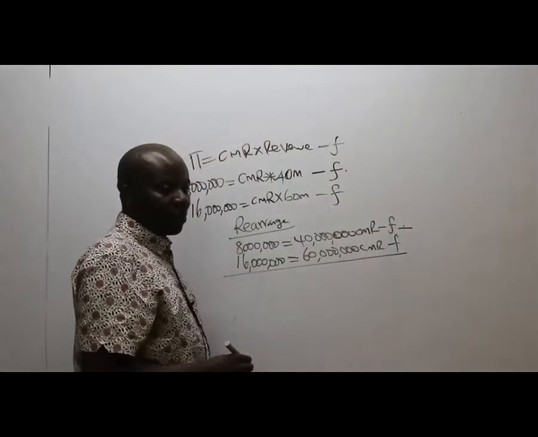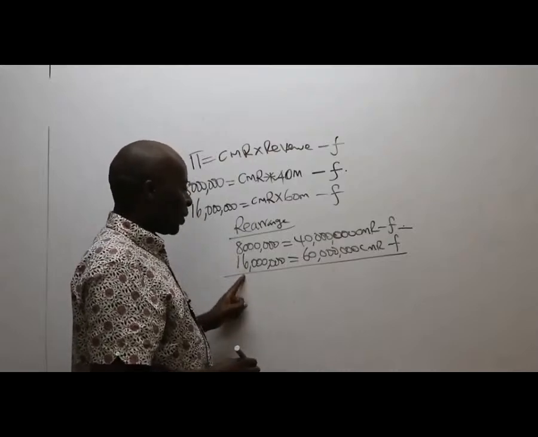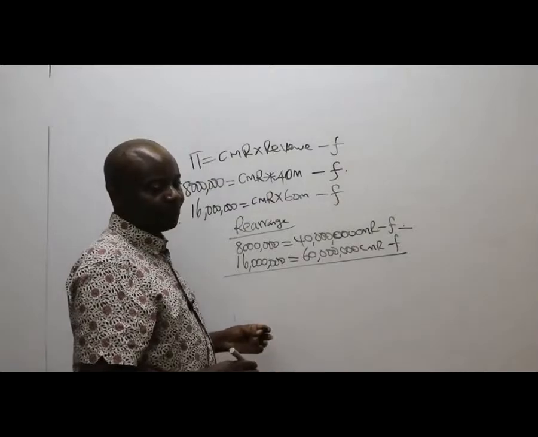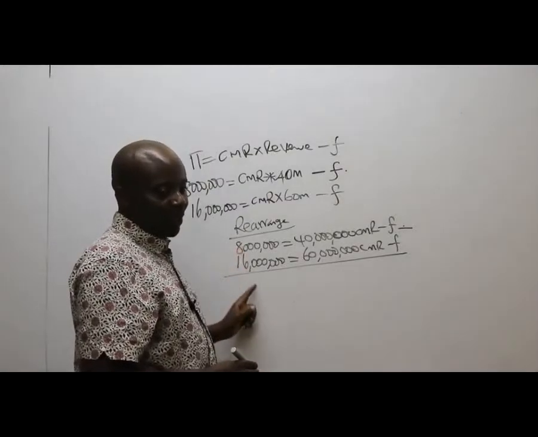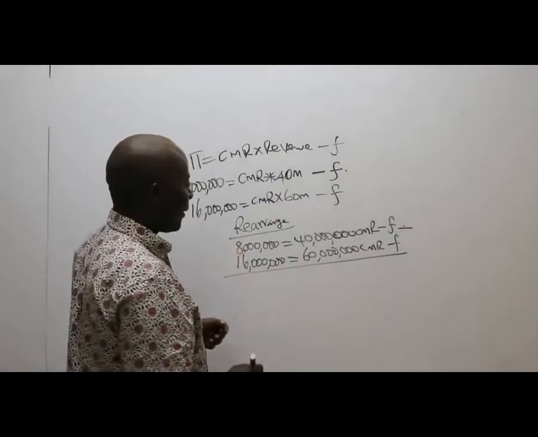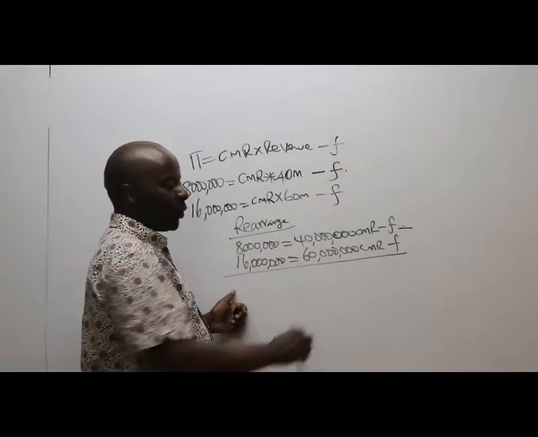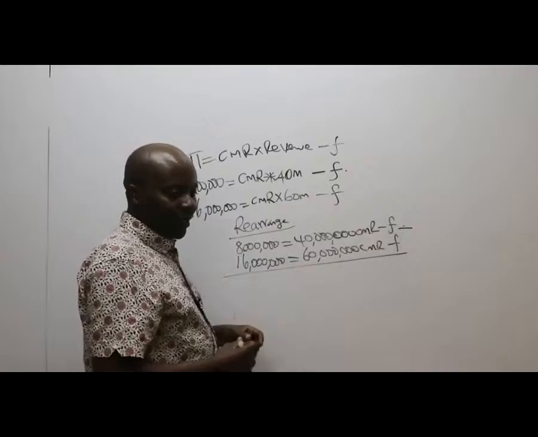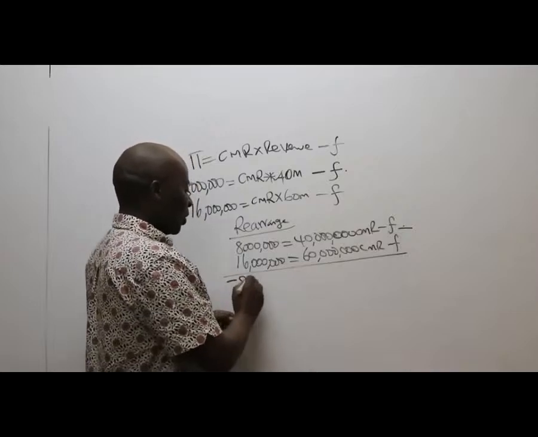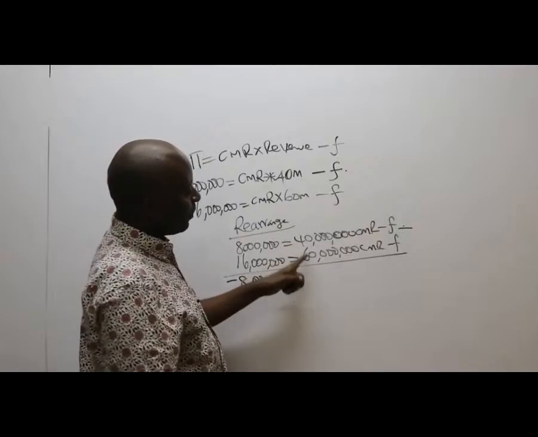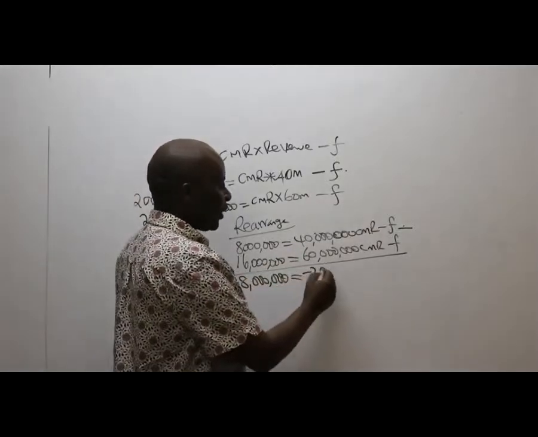So what is 8 million minus 16 million? That gives us how much? Because I would want to eliminate that. 8 million negative. Thank you very much. So 8 million negative. How about this? 40 minus 60. That gives me minus 20 million.